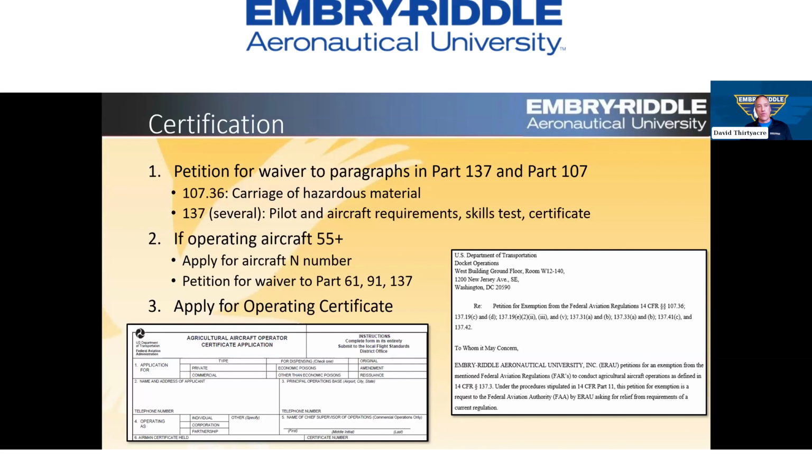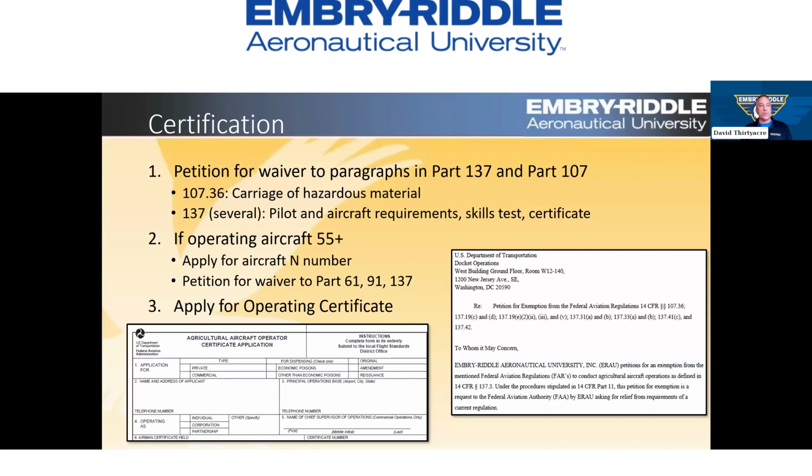If you are operating something over 55 pounds, before you petition for a waiver, because you're actually operating under Part 91, you have to get a Part 61 waiver. You have to get waivers from some paragraphs in Part 91 and 137 as well. But the first step for that is applying for the N number. By the way, there's some great stuff out there from the UAS office at the FAA on how to do a lot of this. The FAA has really stepped up lately, and they've updated a lot of their pages so that the process they talk about is actually the one you use. So you have to apply for that N number first.